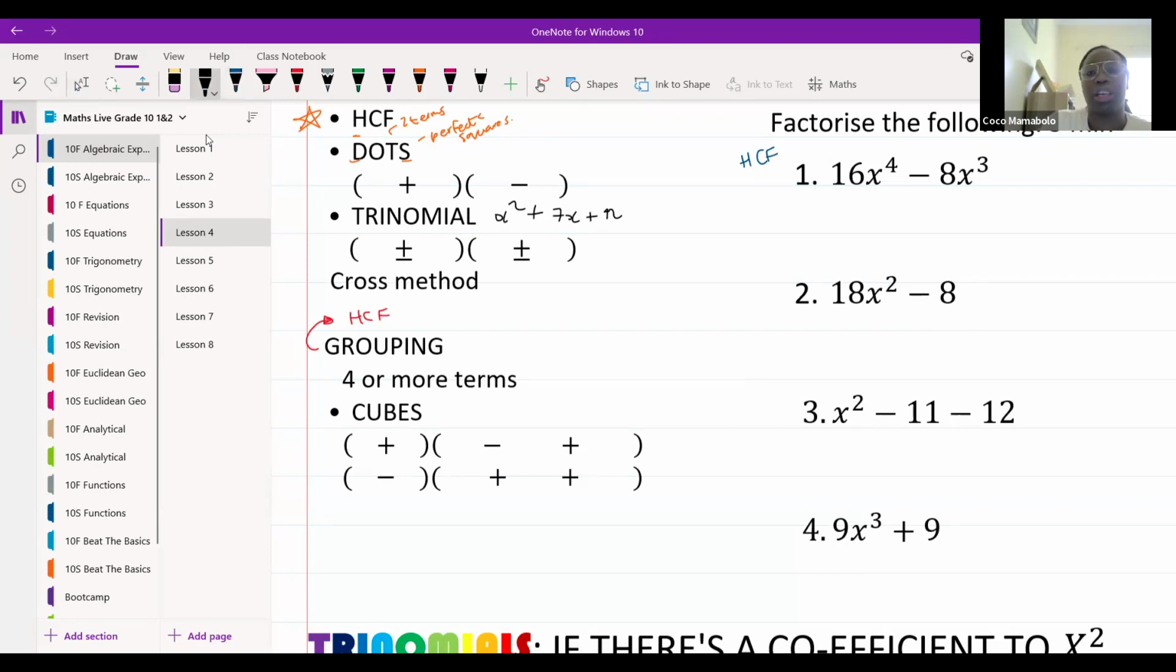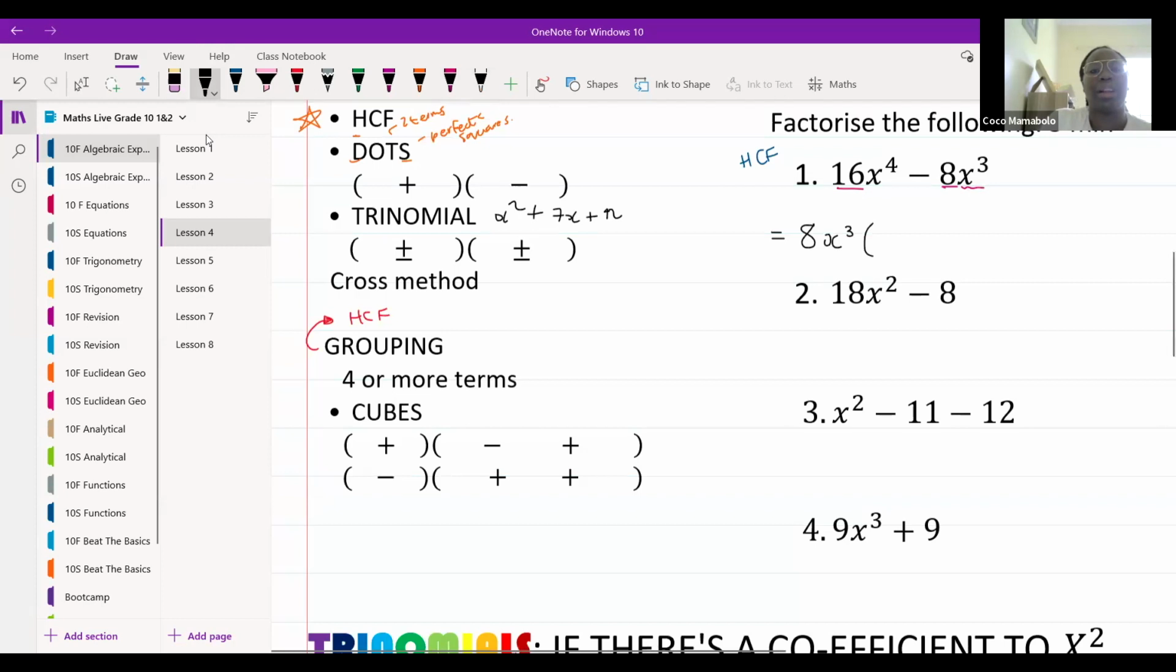And I know if I look at the numbers they have in common, they have 8 in common. So I'm going to take 8 out as the highest common factor. And then for my x's, I can tell that x cubed will be the highest common factor among them. So I'm going to take 8x cubed out.